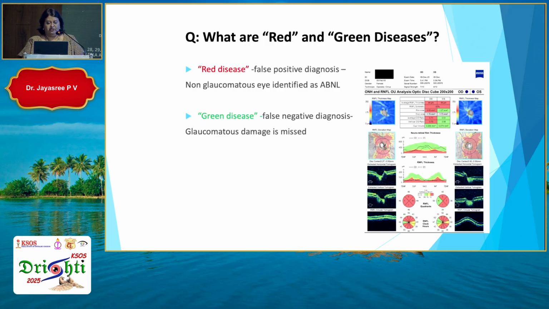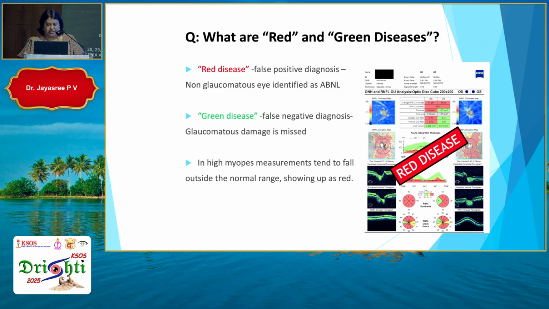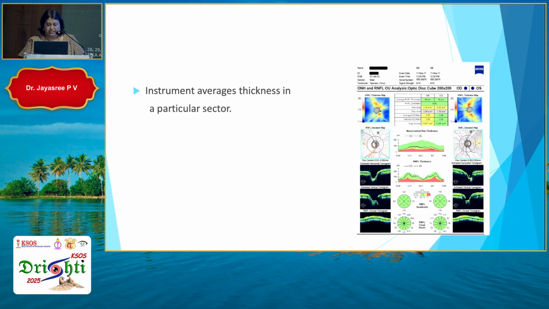Red disease is when you have a false positive diagnosis. If there is no disease and the OCT machine finds disease, that is red disease. If there is disease and the machine says there is none, a false negative diagnosis, that is what is called green disease. Red disease usually happens in myopia. This is an example of green disease. Actually there is disease here, but because of averaging, that disease is not seen.